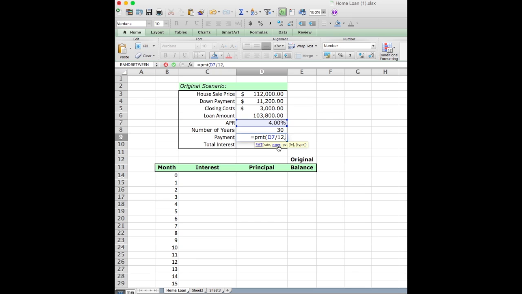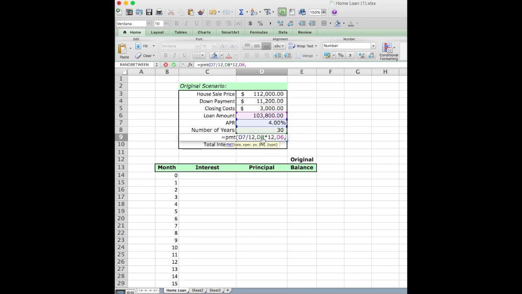The next thing it wants is the number of payment periods. So again, it's 30 years, so I'm going to click on 30, but it's 12 payments per year. So I'm going to times that by 12. And that should give us the 360 payments that we'll be making. Alright, and then I'll do a comma. And now it's asking for the present value. The present value is going to be our loan amount. So I will click on that space, and then I'll do a comma.